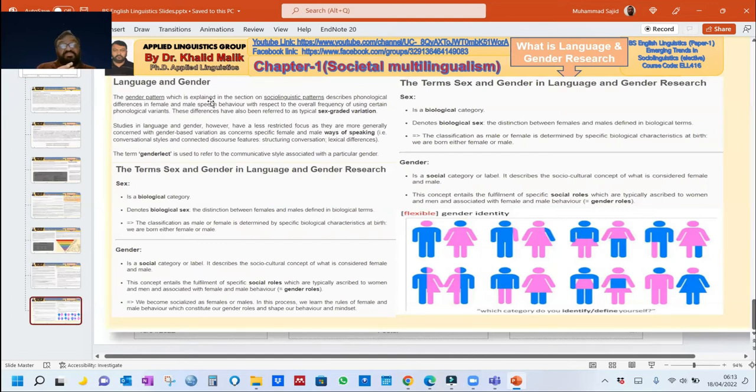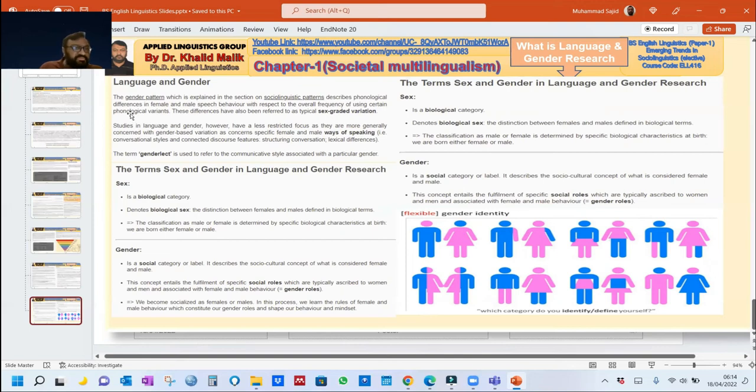Language and gender. First, you have to understand this, and then we go for research. I've given one, this one. You see the gender, flexible gender identity is very, very easy. This is a girl, this is a boy, it's a male, it's a female. See my cursor. So which category do you define yourself? I'm a male, I'm in this one. Okay? If this, I'm this one. So just for your understanding, I have this for you.